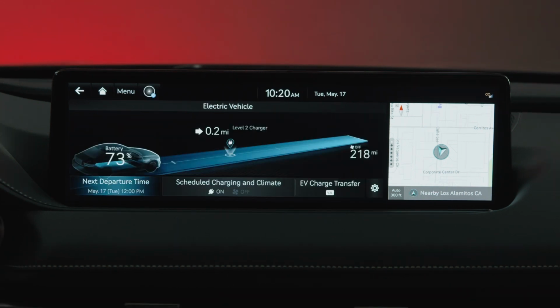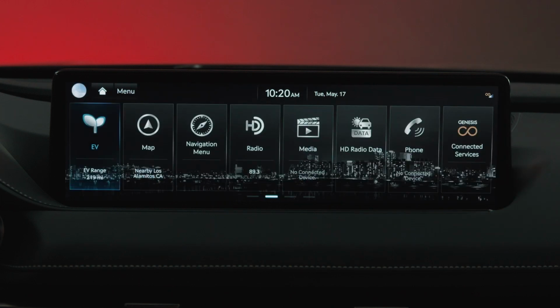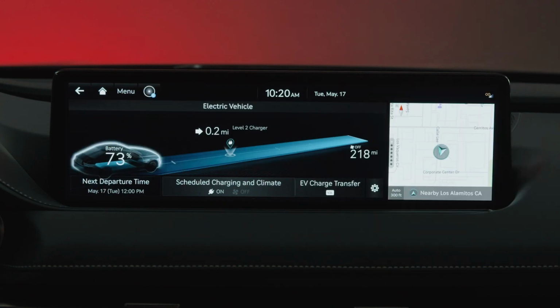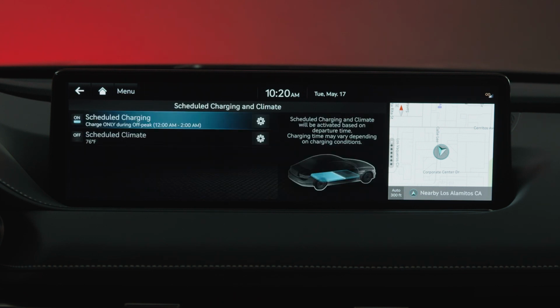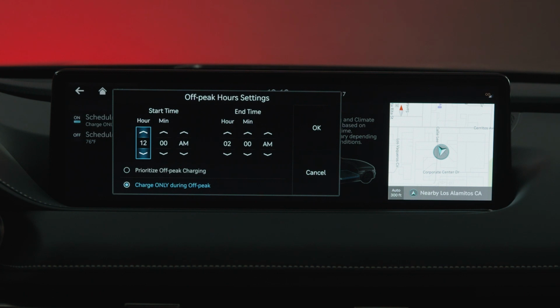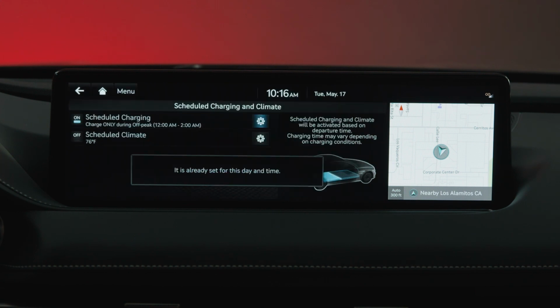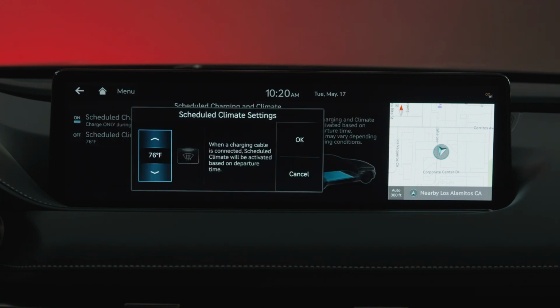Charging and climate allows the driver to set a specific time to begin charging the battery and to pre-cool or preheat the cabin during charging to maximize battery range. Access this by selecting EV, then Charging and Climate on the EV mode screen. Off-peak time settings enables the charging to take place only during designated hours that are considered off-peak. The target temperature can also be programmed independently.